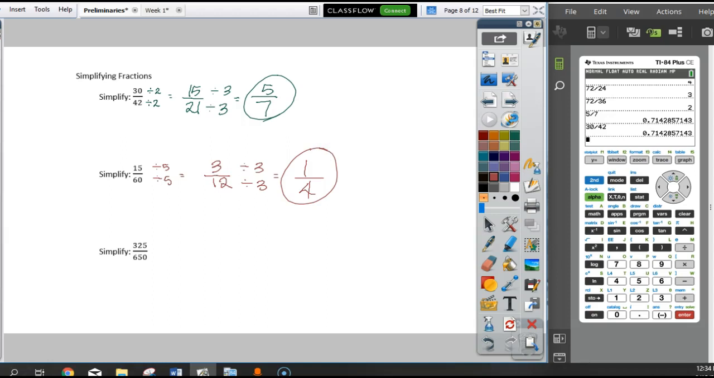The next one, 325 and 650. Right away, I see that 25 would go into both. And so, let's see, 25 would go into this one 13 times, it looks like. And 25 would go into 650 26 times. 13 divided by 26 is 1/2. And you may have noticed that right away. 325 was half of 650.